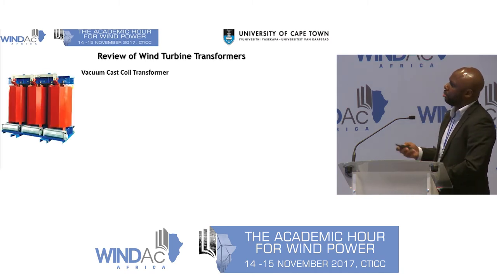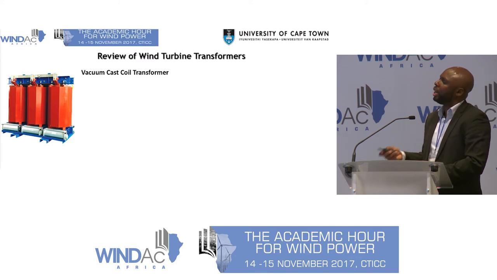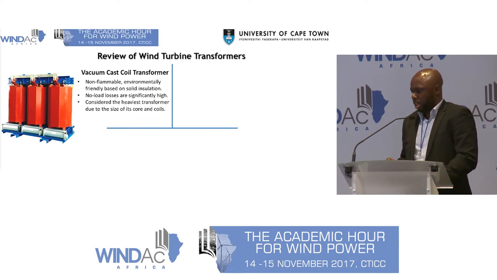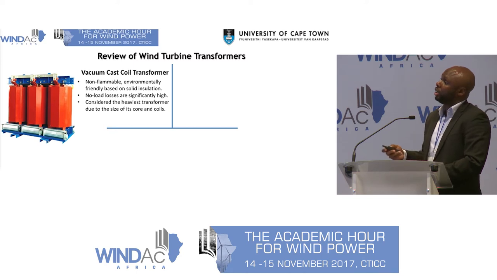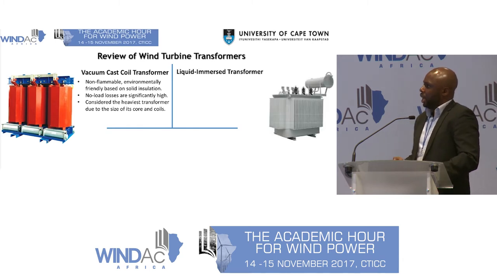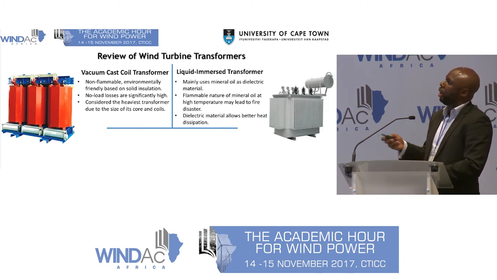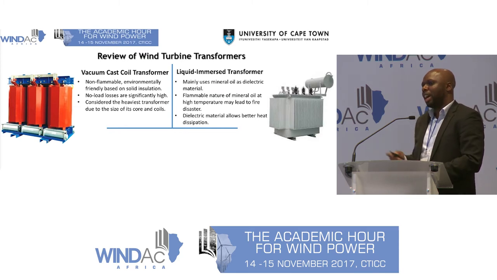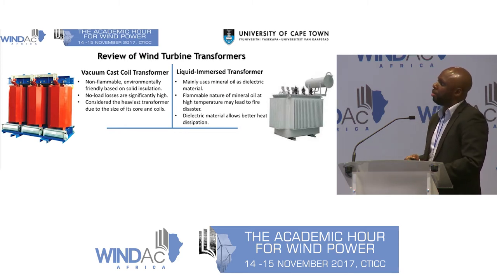Now, what are the types of wind turbine transformers we use? One of the most popular is the vacuum cast oil transformer. It's a dry type of transformer, non-flammable, but the downside is that it's very bulky because the insulation is based on resin. The no load losses are quite significant. Now, looking at the drawback from the cast oil, we have the liquid immersed transformer, which uses mineral oil as its dielectric component. But the downside is the flammable nature. It has a high risk of causing fire disaster.